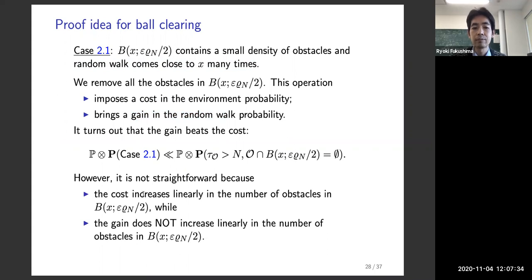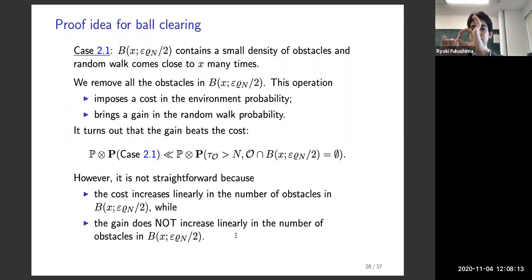The cost for the environment increases linearly in the number of obstacles. If you get rid of k obstacles, then you have to pay p to the k probability to the environment, or maybe 1 minus p to the k. I'm not quite sure. So it's exponential in the number of obstacles in this local ball. But if you look at the gain to the random walk, then it doesn't increase linearly in the number of obstacles, which is sort of obvious because you're looking at a large ball and here's a smaller ball and there are obstacles inside this small ball.